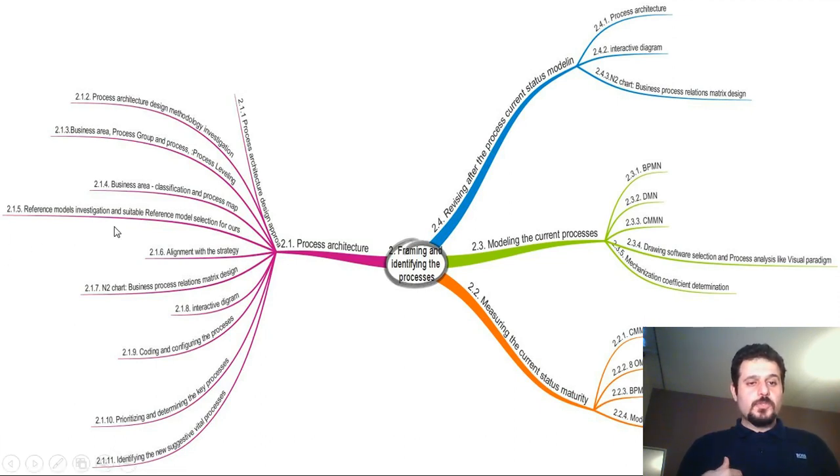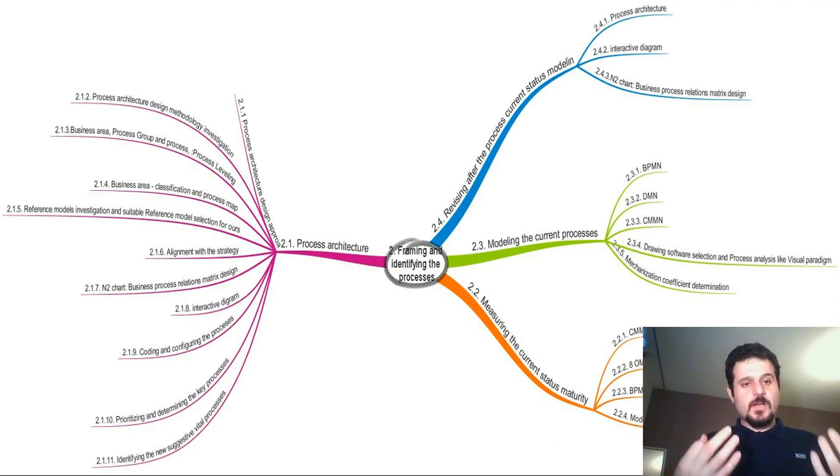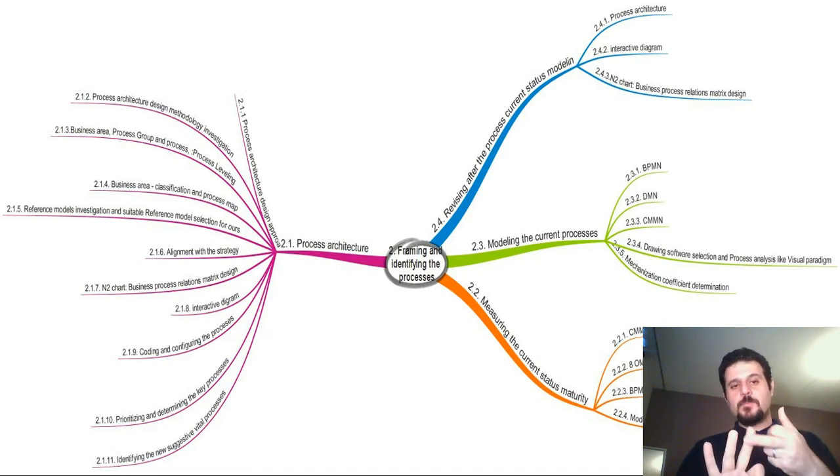Also, you should probably know about other reference models. APQC is one of them. APQC can be used for manufacturing especially. SCOR can be used for trading companies, ITIL for software companies, and you can use other reference models like ITAM, VRM, etc. After designing the process architecture, you identify the business area, process group, and processes.